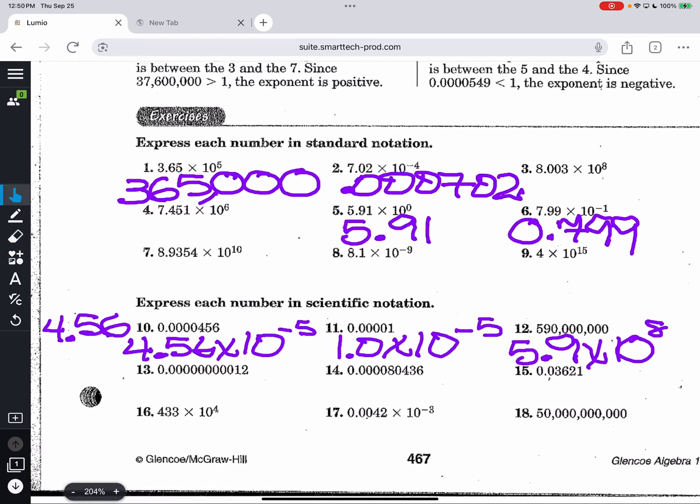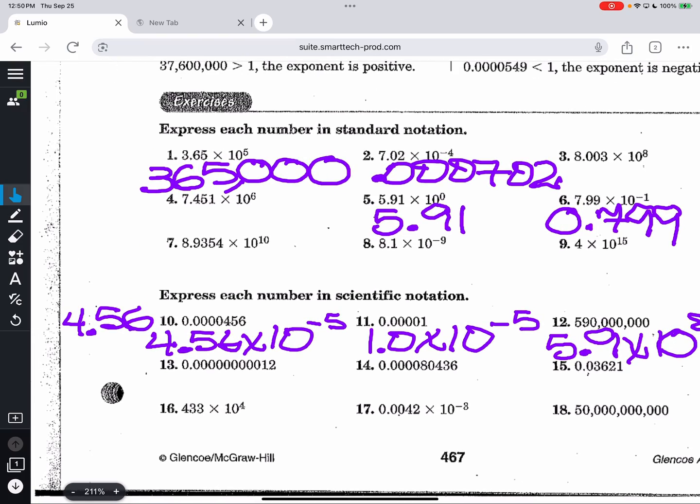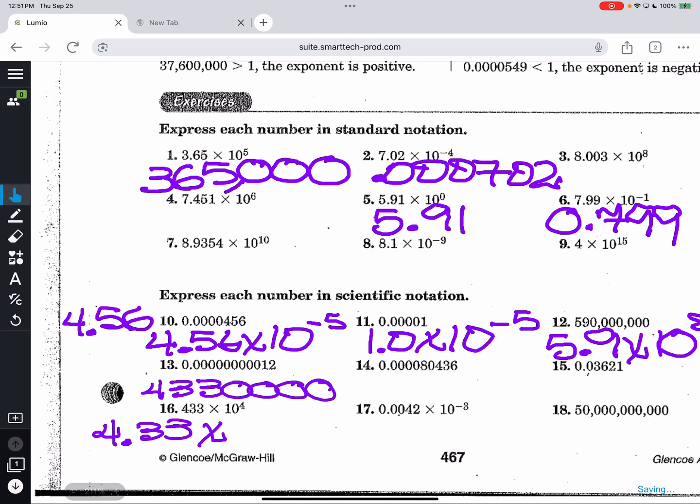So I would suggest that you take this number and put it into standard form. So we're going to add how many zeros? 4. So I'm going to put 4, 3, 3, and then 0, 0, 0, 0. That's the standard form. Scientific, you've already said it needs to be 4.33. So what's our exponent going to be? 6. Times 10 to the 6th. Good.